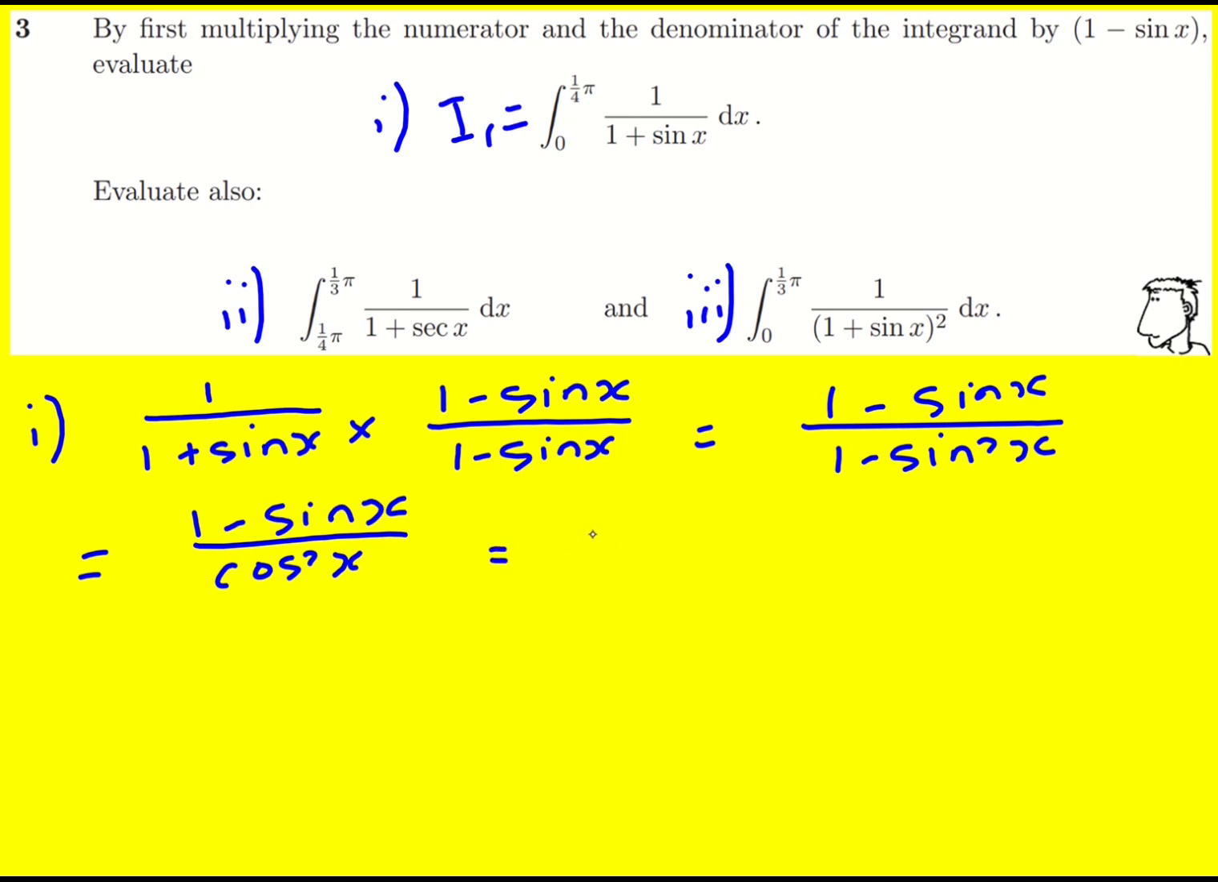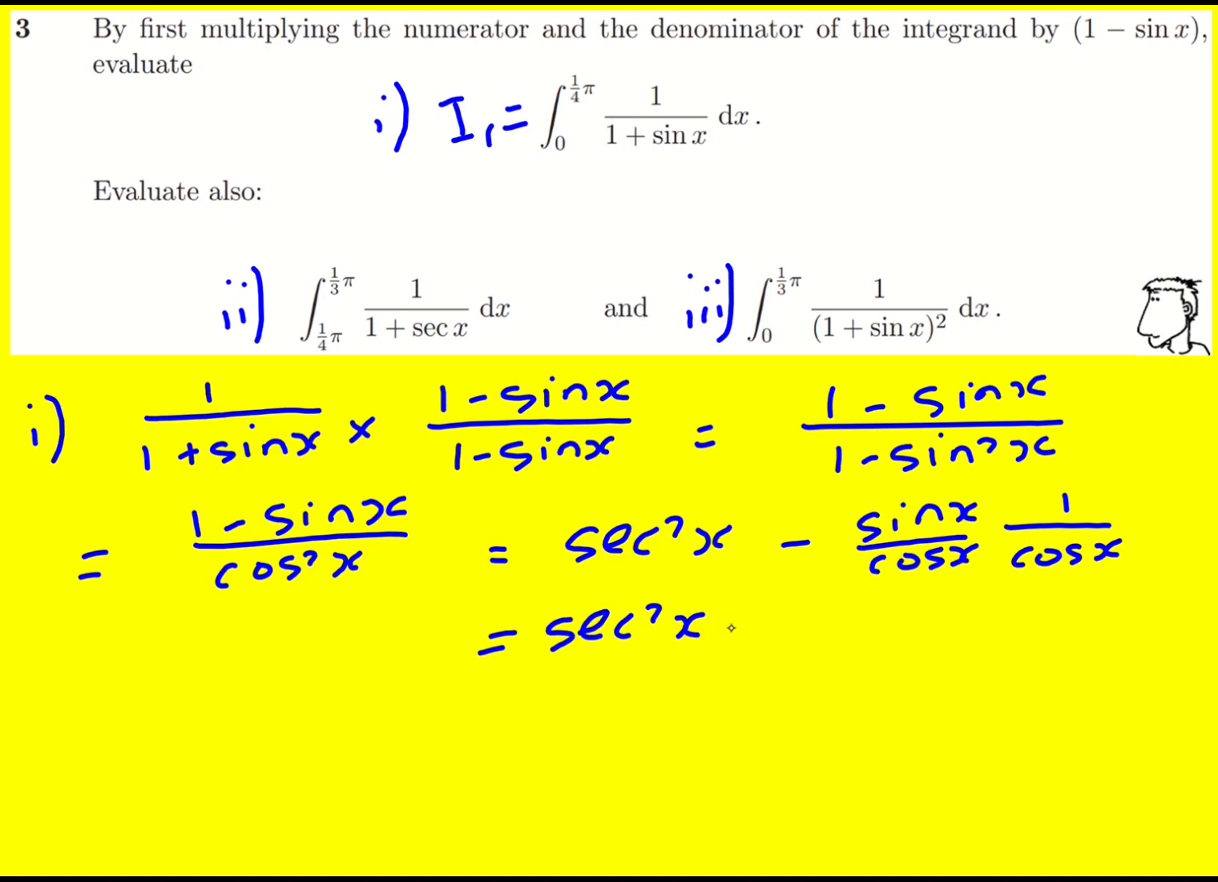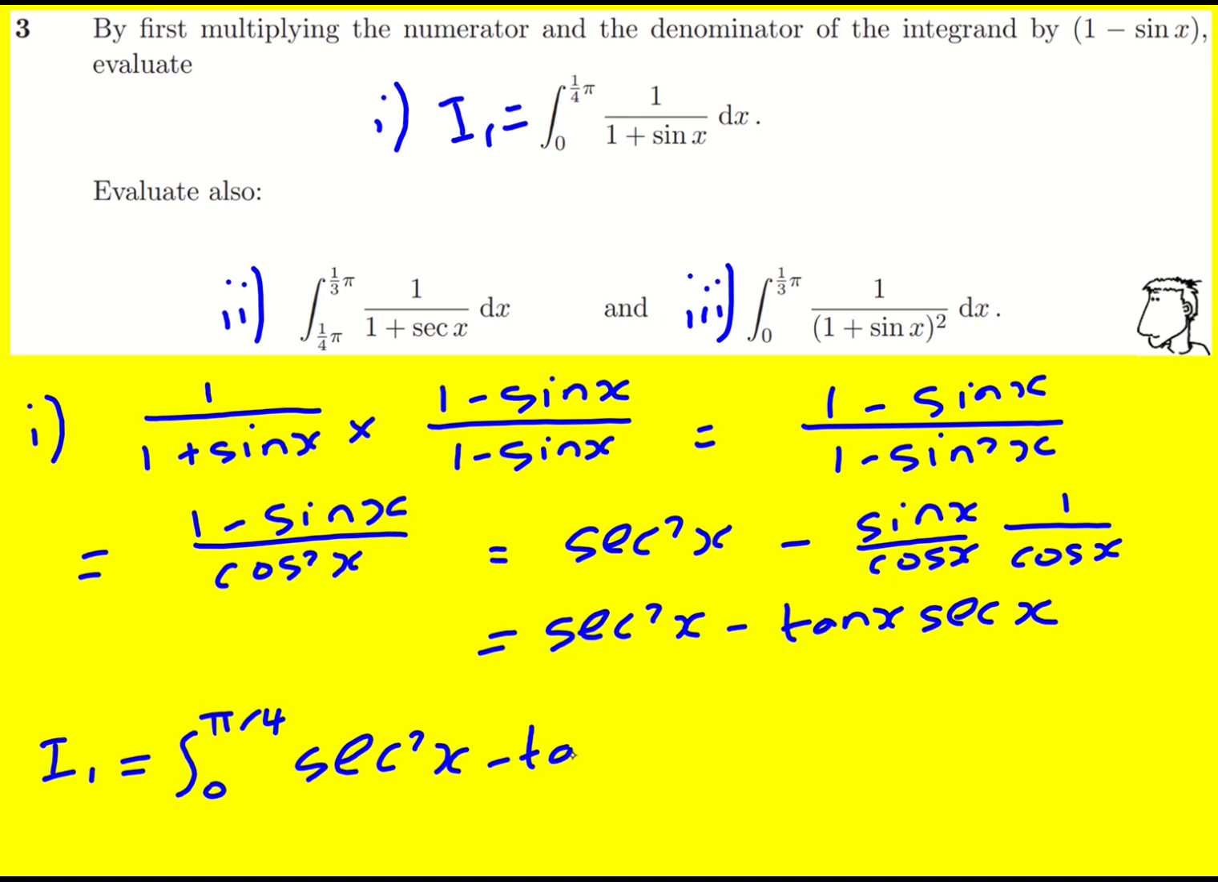So I can then write it as sec squared x, 1 over cos squared, minus sine x over cos x times 1 over cos x, which is sec squared x minus tan x sec x. And actually we know how to integrate both of these. So I1 is going to equal the integral from 0 to pi over 4 of sec squared x minus tan x sec x.